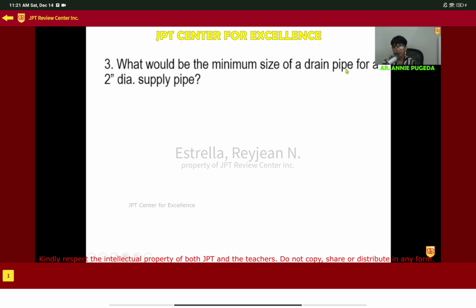Next. Minimum size of a drain pipe for a 2-inch diameter supply pipe. Supply pipe is yung tubig. Ngayon, kung 2 inches yan, malaki yan. So, ibig sabihin volume yan. Na para hindi ka agad mag-flood doon sa part kung saan tinatanggap yung tubig na yun, dapat lakihan mo yung pinaka-drain. So, ang prinsipyo lang is 1:2. 2 inches yun, is to 2, 2, 4, yun po yun. So, 4 inches would be the drain pipe size.